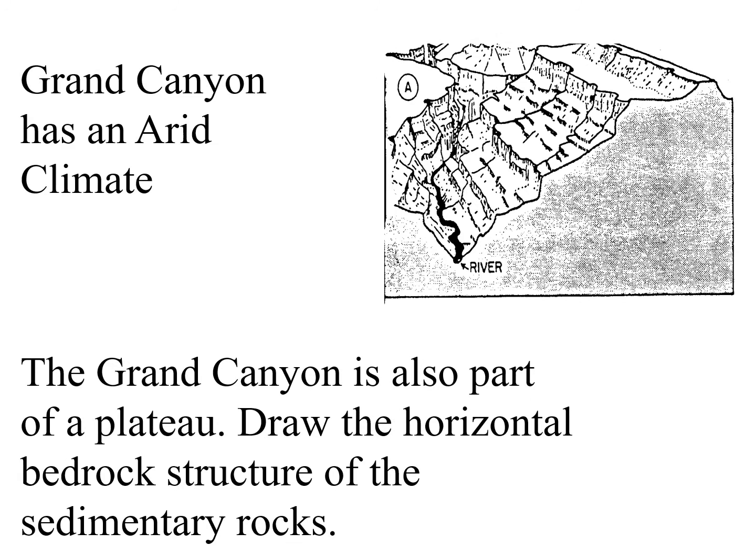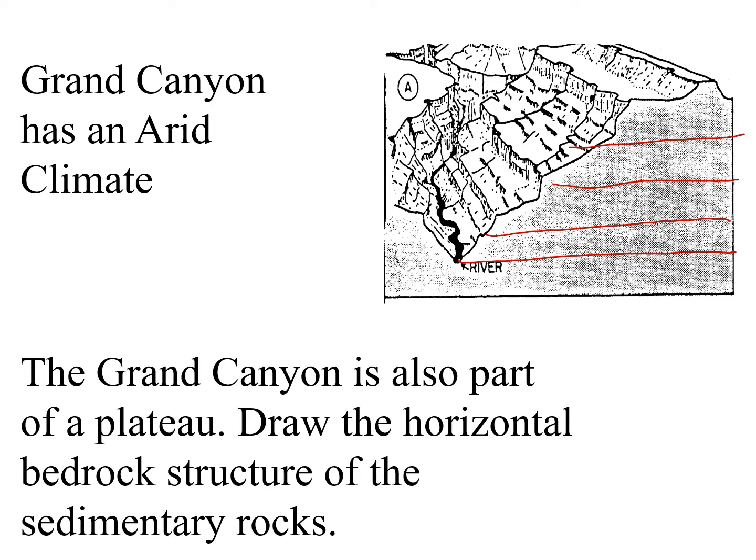Grand Canyon is also part of a plateau. So let us draw the horizontal structure of the rock, shall we? Well, look at this horizontal rock structure here. All right. So the rock structure is all flat. Oh, Grand Canyon. Is that a mountainous area? No, obviously a plateau. And so it's a plateau very much like the Catskills.